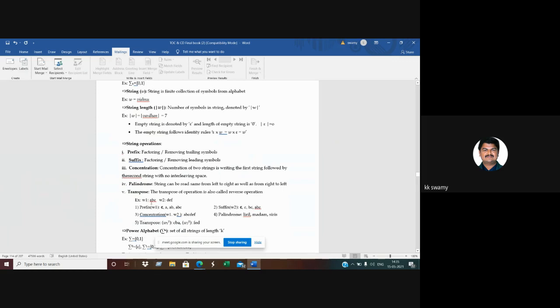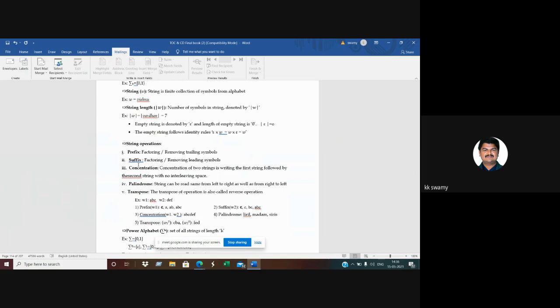Okay. Next one is concatenation. So what is meant by concatenation? Concatenation means the combination of two strings, string 1 followed by string 2 without having any spaces. That is called concatenation, and the operator name is called the dot operator.